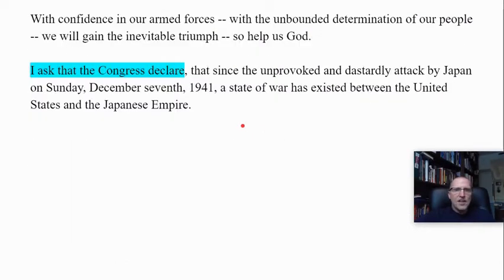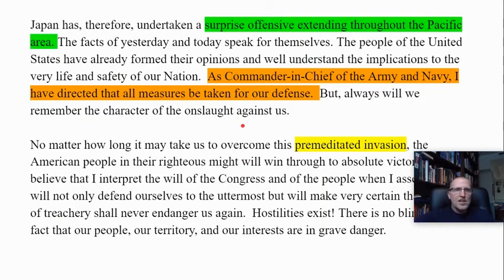Japan has therefore undertaken a surprise offensive extending throughout the Pacific area. The facts of yesterday and today speak for themselves. The people of the United States have already formed their opinions and well understand the implications to the very life and safety of our nation. As Commander-in-Chief of the Army and Navy, I have directed that all measures be taken for our defense. But always will we remember the character of the onslaught against us.